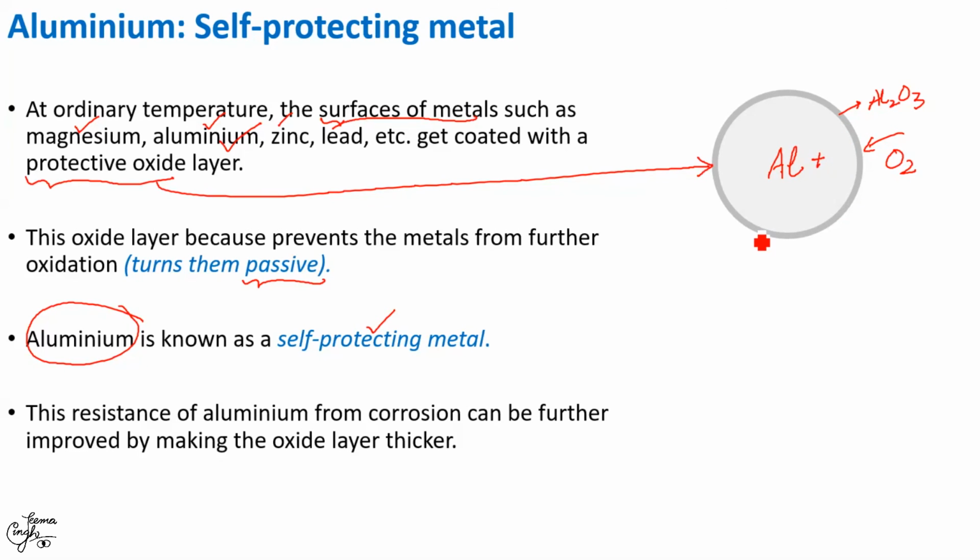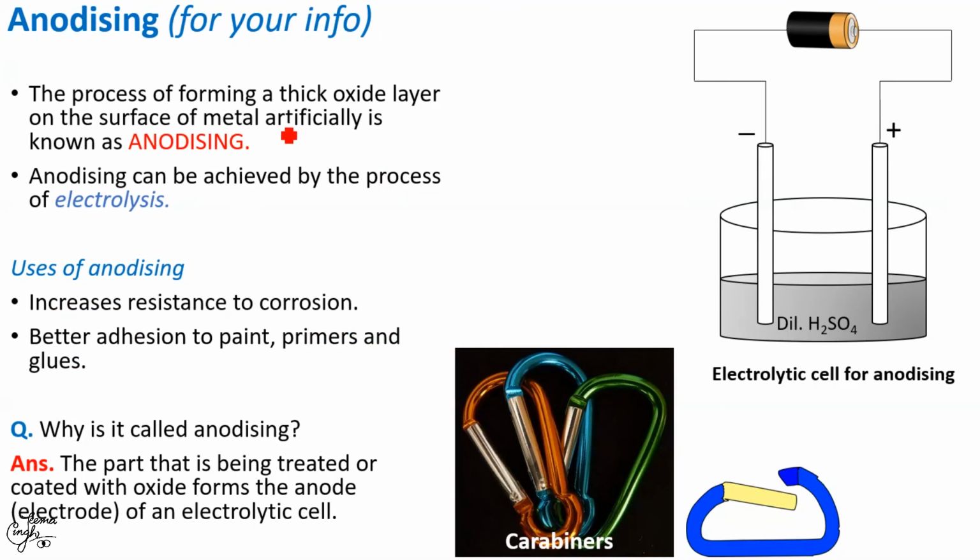This coating protects aluminium from undergoing corrosion. We have studied what is corrosion in chapter 1. If need be, you can refer to the link provided on the top. This resistance of aluminium from corrosion can be further improved by making the oxide layer thicker. And this process of forming a thick oxide layer on the surface of a metal artificially is known as anodizing.